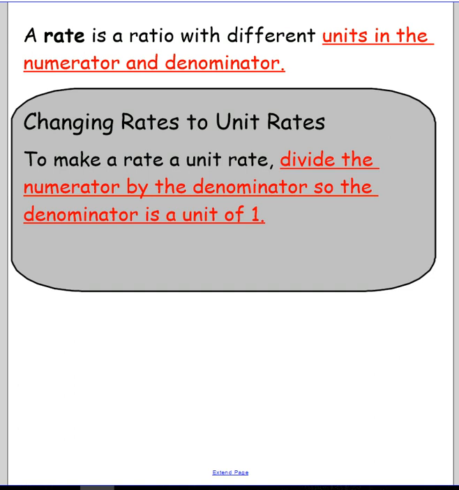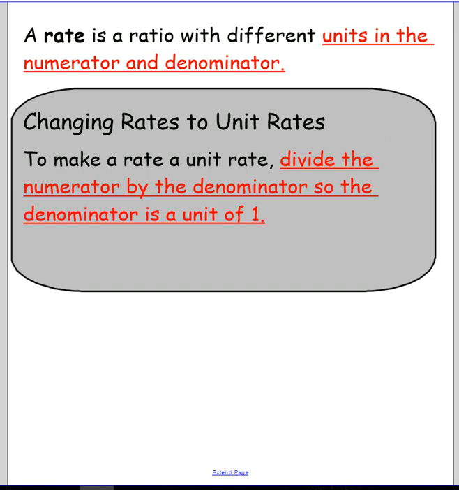Now, a rate is a ratio, but with different units in the numerator and in the denominator. When I think of rate, speed comes to mind, where we have miles per hour, so we have different units going on. And so when we're looking at rates, oftentimes we deal with unit rates. So for example, 25 miles per hour, we're looking at 25 miles per 1 hour. We wouldn't say that I'm driving at a speed of 150 miles in 3 hours. It's usually not how we talk. We usually use rate units of 1.